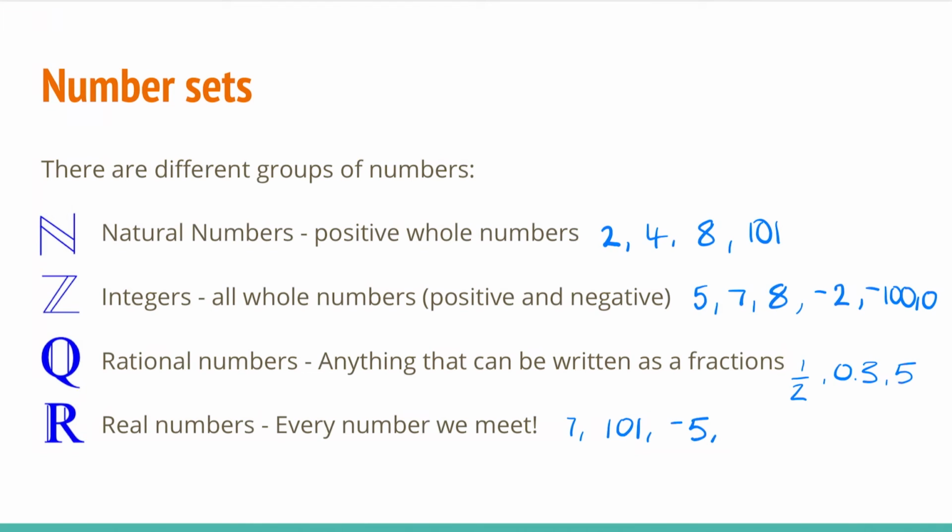But we've also got the numbers that can't be written as a fraction. So they're the decimals that have no pattern and don't stop. So things like pi and √2. So they are all in the real number set, but they don't get included in any of the others.